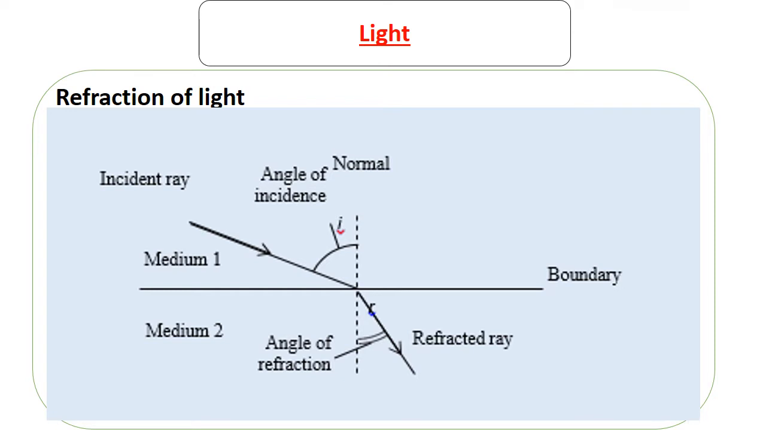So when it hits the boundary here, it's going to change its direction. We expect it to continue like this if it's moving in a straight line, but it's going to bend. It's going to change direction like this. So this ray, which comes from the boundary, is called the refracted ray. And the angle between the normal and the refracted ray is the angle of refraction. The angle of refraction is also represented by r, just like in the previous video.